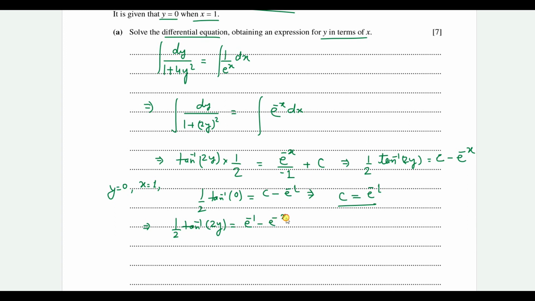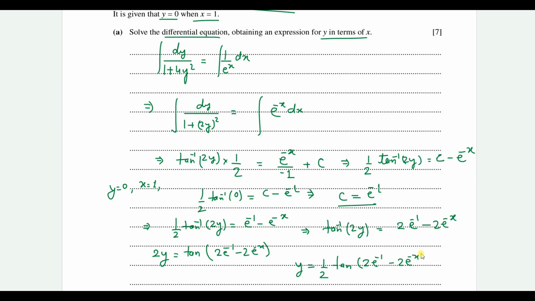raised to the power minus x, and hence we can rewrite it as tan inverse 2y is equal to 2 times e raised to the power minus 1 minus 2 e raised to the power minus x, or 2y can be written as the tangent of the right hand side, 2 e raised to the power minus 1 minus 2 e raised to the power minus x, or finally y is equal to half tan of (2 e raised to the power minus 1 minus 2 e raised to the power minus x), and hence this is the expression. I hope that is clear.